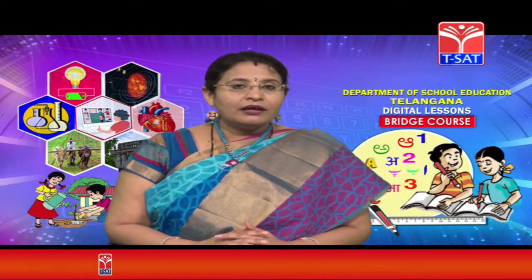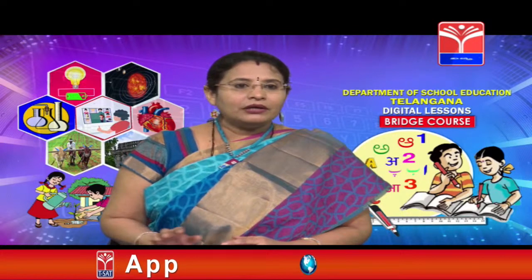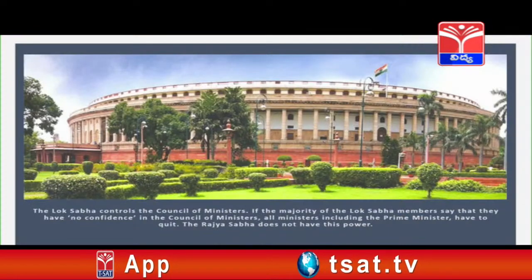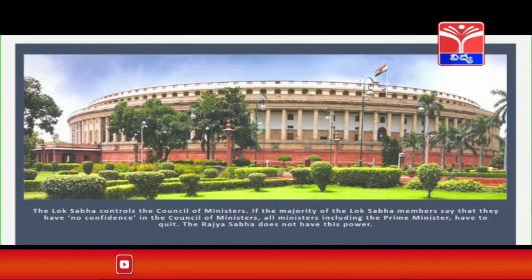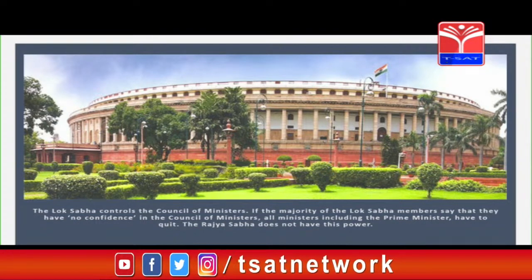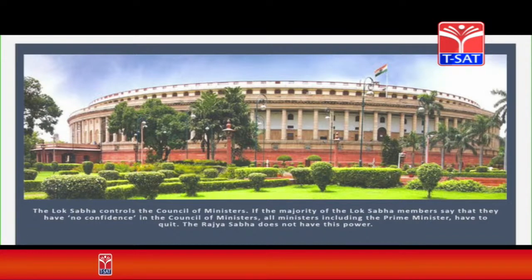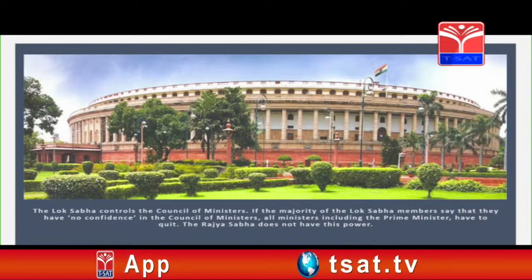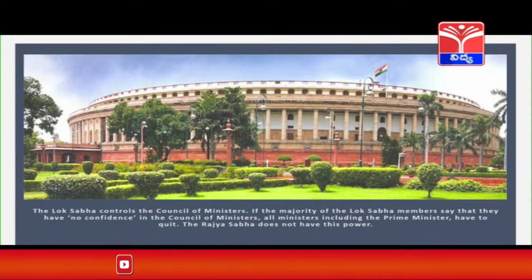if the members of Lok Sabha are making and sending it to the members of Rajya Sabha. Now talking about another power, the Lok Sabha controls the Council of Ministers. That means all the members of the Lok Sabha will be controlling the Council of Ministers. And if the majority of the Lok Sabha members say that they don't have confidence in the Council of Ministers, in that case, all the ministers, including the Prime Minister, have to quit. And in that case, the government will fall.